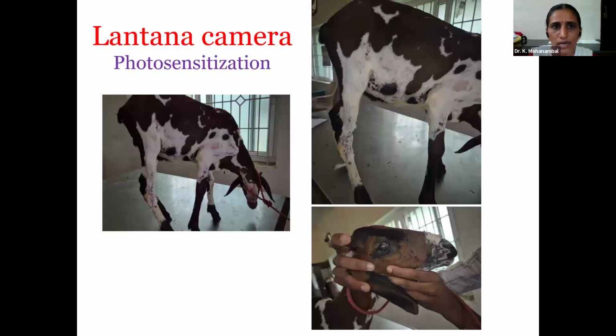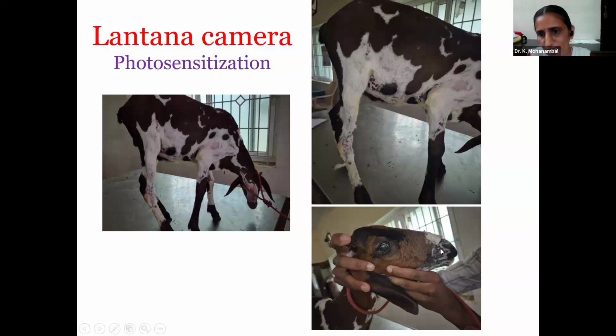movements. So this is the animal presented to our clinic with the clinical signs. You see the unpigmented area, that white skin part, you can see the slough of the skin. Here also it is a closer view, and here you see the nostril area.